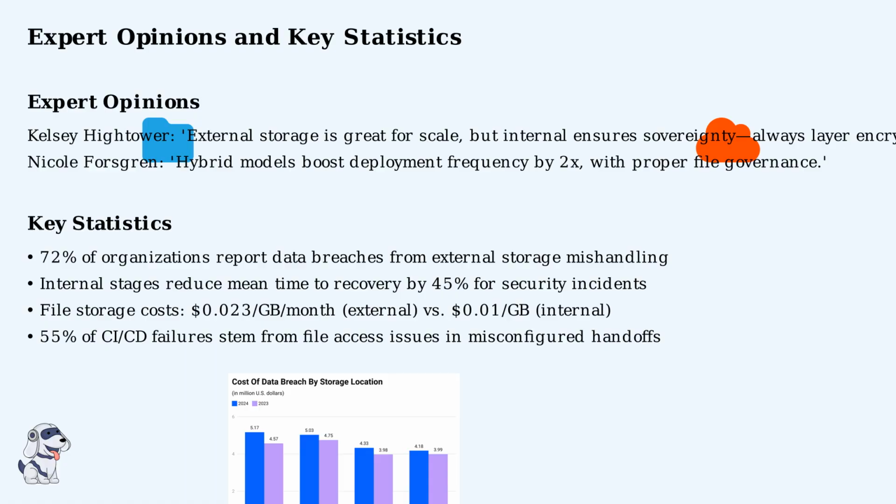Key statistics reveal critical insights. 72% of organizations report data breaches from external storage mishandling, according to the IBM Cost of a Data Breach Report 2025. Internal stages reduce mean time to recovery by 45% for security incidents, per Puppet Labs 2025. File storage costs average $0.23 per GB per month in external stages versus $0.10 for internal, based on AWS pricing analysis. Additionally, 55% of CI/CD failures stem from file access issues in misconfigured internal-external handoffs, according to CircleCI's State of Software Delivery report. Understanding these trade-offs is key to effective CI/CD.